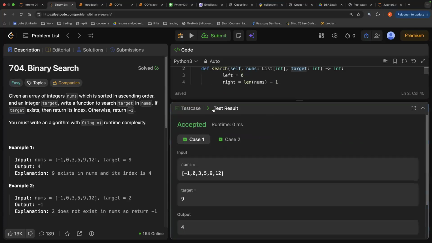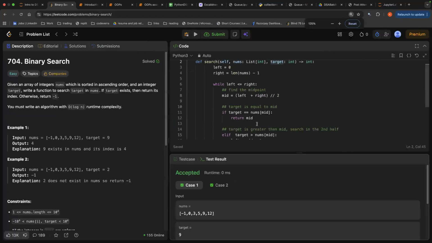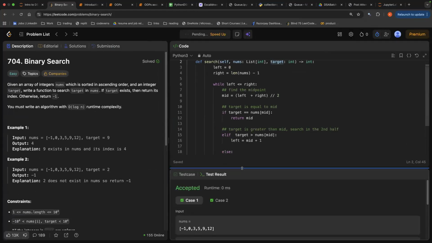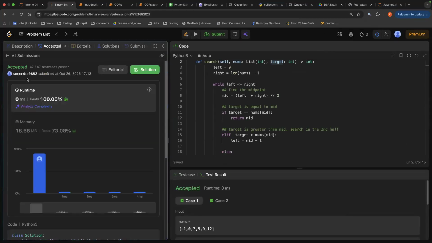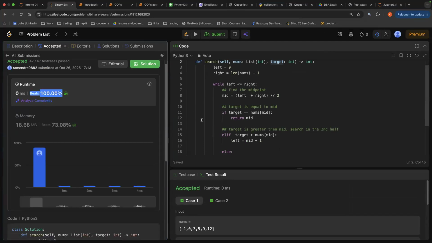So you can see that for our simple test case, 2 test cases, it is working fine. Okay. So once we have done that and it is working fine, then we can submit the code also. If we submit the code, you can see here that it is saying beats 100%, which means whatever code we have written, it is very good.